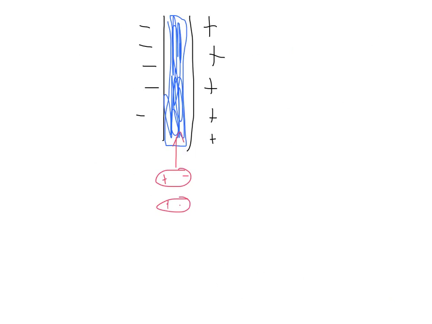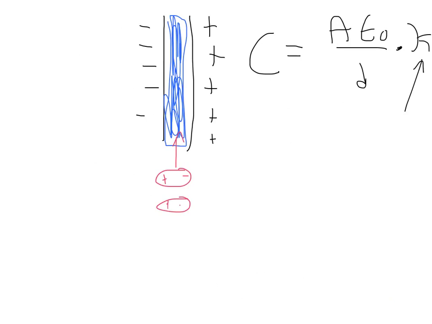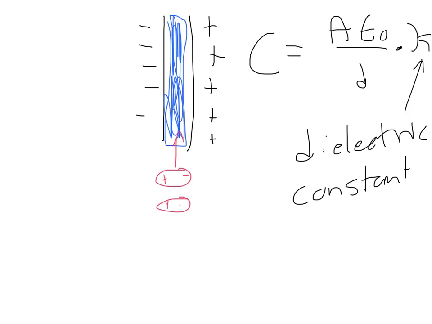So by putting the right material in between these plates, you're actually going to increase the capacitance of your parallel plate capacitor. So the full equation for the parallel plate capacitor looks like this: A times epsilon 0 divided by d, times another quantity which I'm going to call kappa, which is called the dielectric constant of the material that you're putting in between the plates.